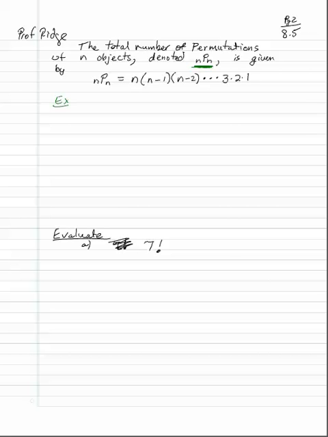So an example would be, find 5 permute 5, so that's going to be 5 times 5 minus 1, 5 minus 2, dot, dot, dot, until you get to 3, 2, 1. So see, you're just subtracting 1. So 5 times 4 times 3 times 2 times 1. And then that's going to be equal to 120.